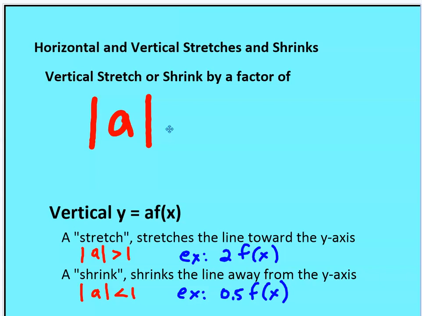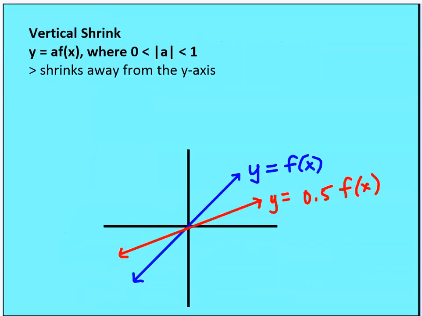So we wouldn't say it stretches or shrinks by a negative value at any time, at least with respect to these linear equations. Okay. All right, so here's an example. I have y is equal to f of x, and I'm going to shrink away from the y-axis by a factor of 1/2. You can see the slope now changes for the function that's shrunk.